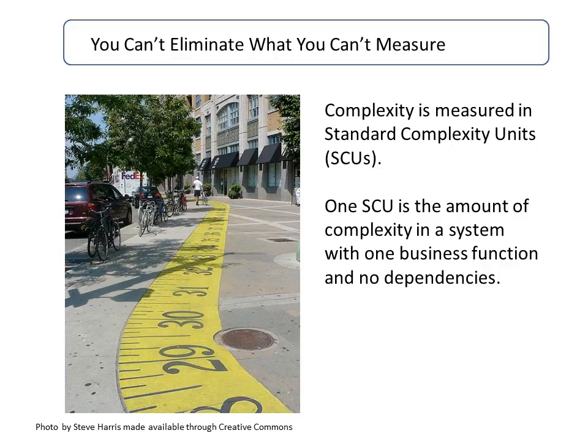If we're going to try to eliminate complexity, we need to be able to measure it because we can't eliminate what we can't measure. Or at least we can't tell how successful we have been at eliminating it. So the measure that we use for complexity is standard complexity units, abbreviated SCUs. One SCU is the amount of complexity in a system with one business function and no dependencies. SCUs are important because they allow us to compare the complexity of different systems, and they also allow us to standardize the two different types of complexity.